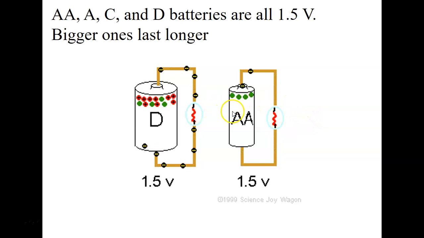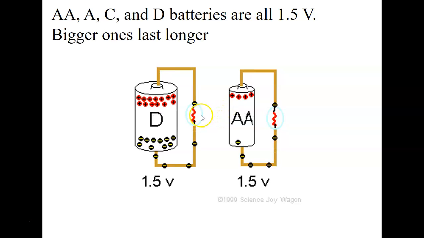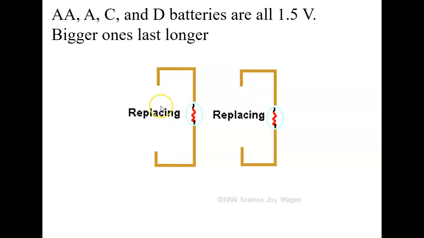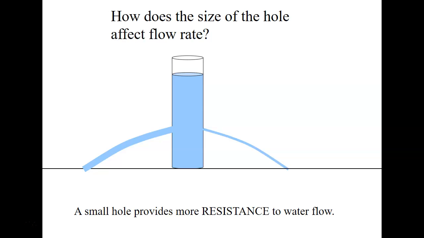AA, C, and D batteries all produce the same voltage because they all have the same chemical reaction that goes on inside. The only difference between a AA or AAA and a D battery, which is of course a big one, is that there's more room for reactants, so they last longer before the battery dies. Sometimes you want a big battery, sometimes you want a small battery.